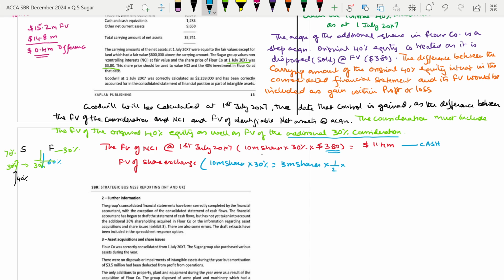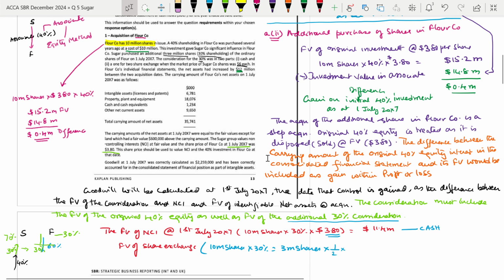What is the value of the share they have mentioned here? How much is the exchange value they have mentioned? See, what is the value of the share? $6 each. What is the market price of the sugar share? The market price of the sugar share is $6.